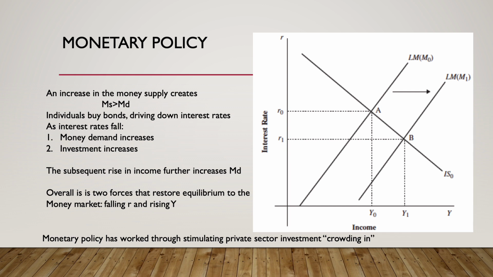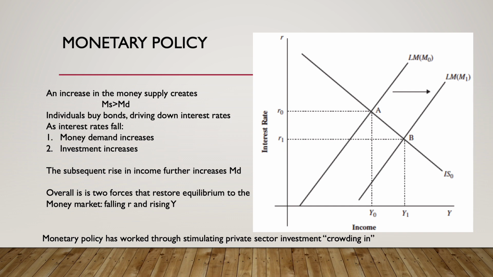But there's a secondary effect of what's happening here outside of the money market, and that is in the product market. As interest rates fall, it causes investment to increase. As investment increases, the level of income is to rise. So, as the level of income increases, that also increases money demand, together with falling interest rates. Overall, it's these two forces that are restoring equilibrium in the money market. One, falling interest rates, and two, rising income.